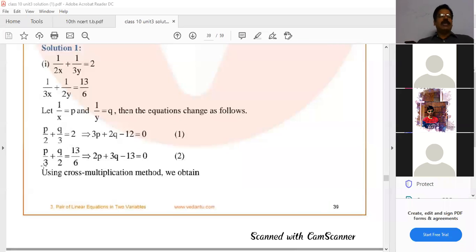And then next one is LCM. 3 and 2 LCM is 6. 6 in 3 table 2 times, 2P. Again 6 in 2 table 3 times, 3Q. 2P plus 3Q by 6. Both sides 6 is there. You can cancel.